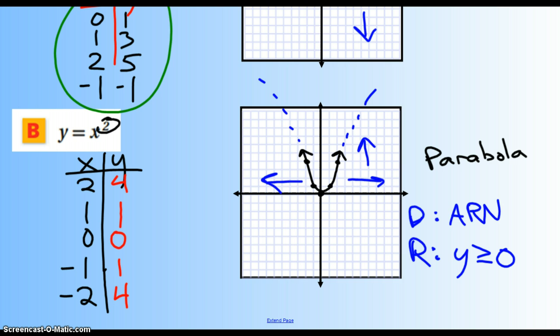But mainly this is just about graphing functions. And this is a function. It passes the vertical line test. So that's all I've got for you.